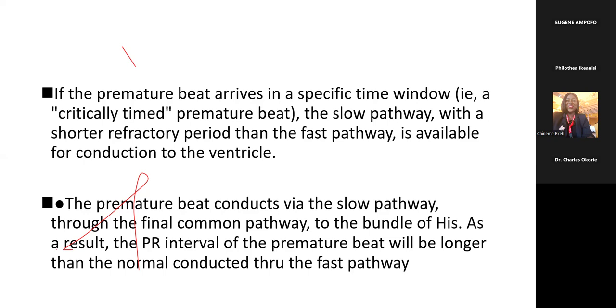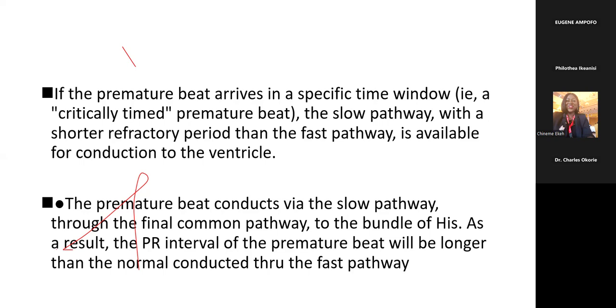So if the premature beat arrives in a specific time window, that is, critically timed, the slow pathway, with a shorter refractory period than the fast pathway, is available for conduction to the ventricle. Then the premature beat conducts via the slow pathway through the final common pathway to the bundle of His. As a result, the PR interval of the premature beat will be longer than normal, that is, than when conducted through the fast pathway.